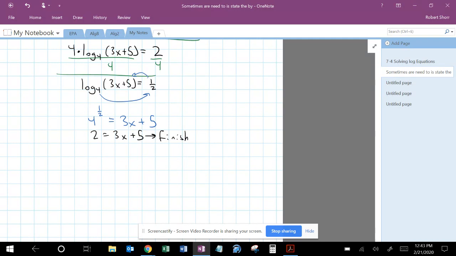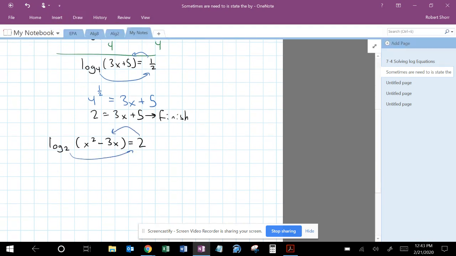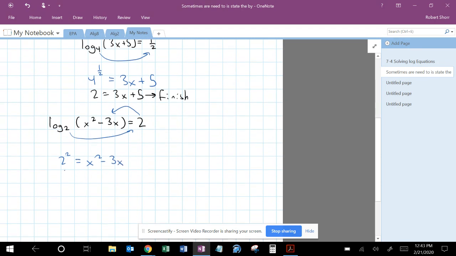Let's do one trickier one where what's inside the log contains an x squared. And if we think about this, it might look worse, but it's really not going to be worse. This log is already isolated. So let's apply the log relationship. And we'll have 2 to the 2 equals x squared minus 3x. Or 4 equals x squared minus 3x. If I subtract 4 from each side, I would get 0 equals x squared minus 3x minus 4.